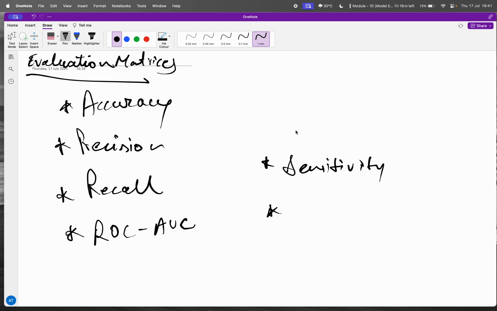Start our lecture now. So the first thing, evaluation. Like in our school, we evaluate students on the basis of one thing that is known as CGPA.